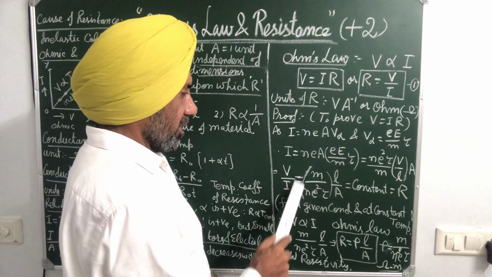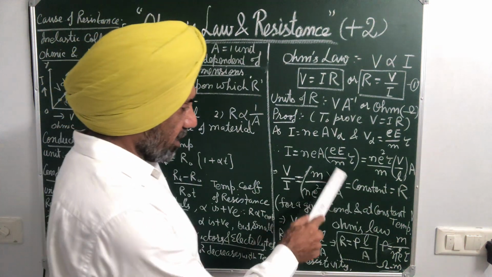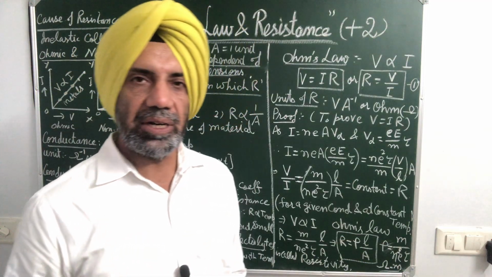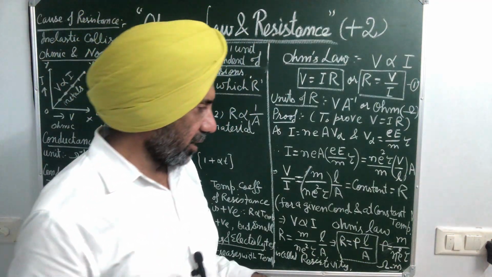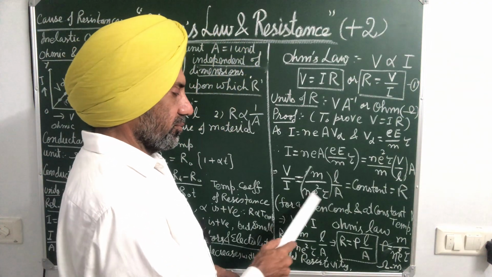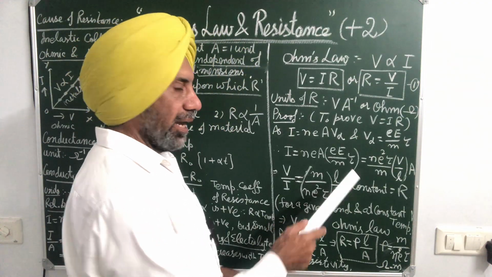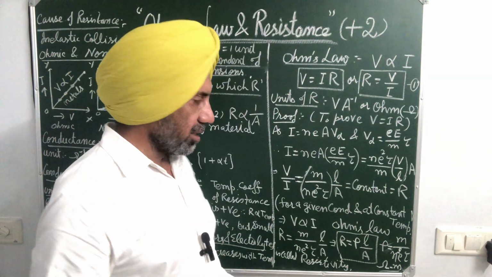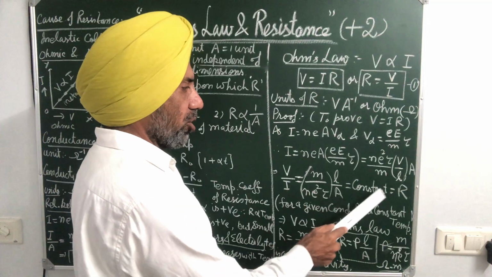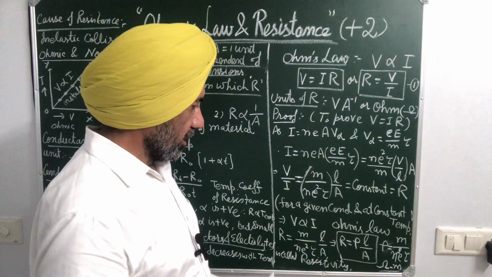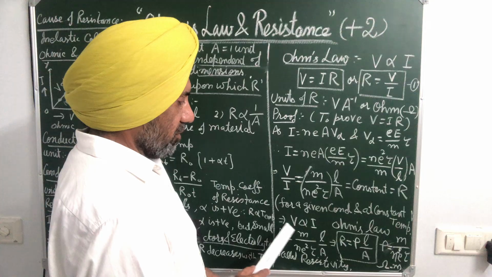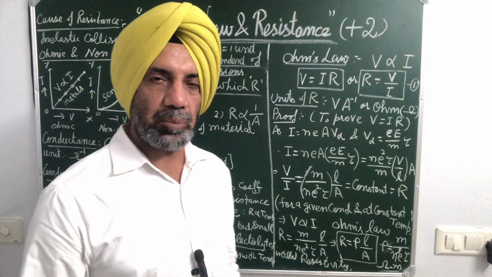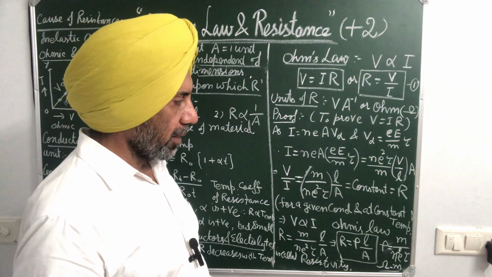And this right hand side is constant, provided the temperature is constant and for a given conductor. That is, n, A, L are constant, and tau is constant if temperature is constant. So V upon I is equal to a constant. This constant is called R. So this implies V is proportional to I, or V is equal to IR, which is nothing but Ohm's law. So we can prove Ohm's law in this way.